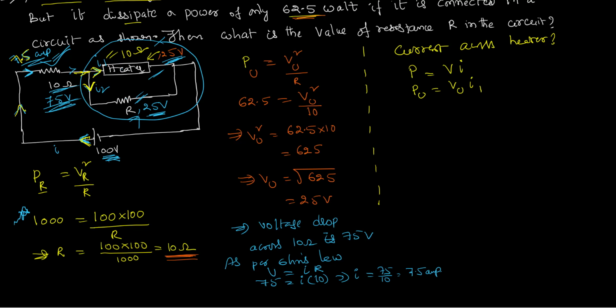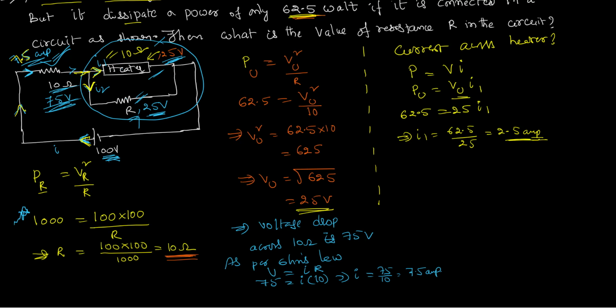It is already given that the power utilized is 62.5. Voltage utilized across it, we have already calculated, is 25 volts. What's the current across the heater is the question that I have. So I1 is 62.5 by 25, that is equal to 2.5 amperes. Now I got the value of I1, 2.5 amperes. So let me choose another color for our convenience.